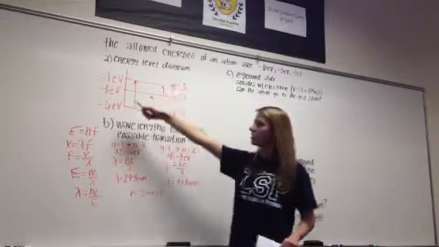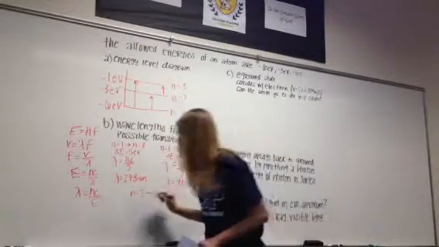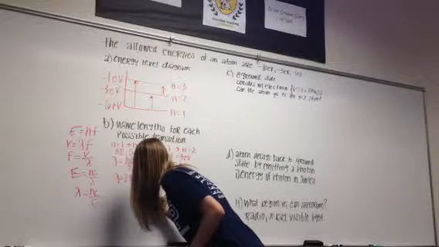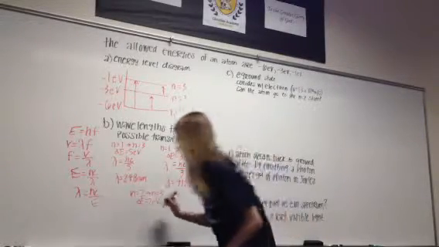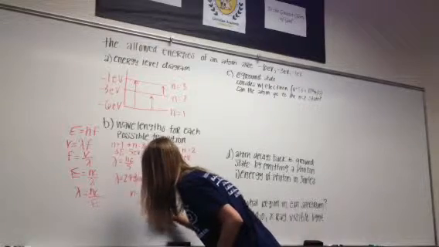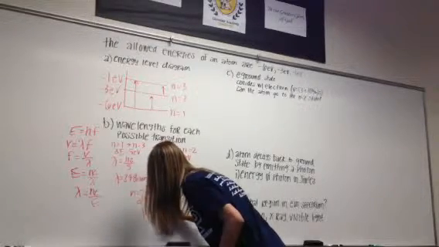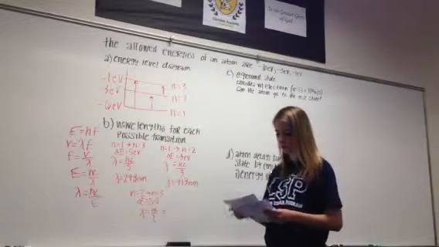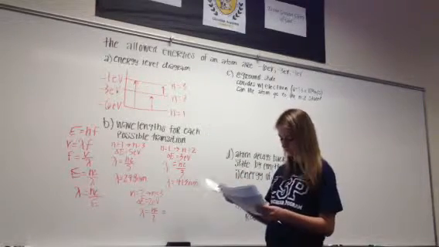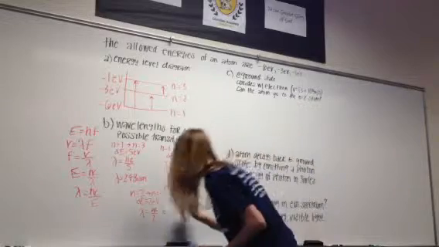Our last one is n equals 2 to n equals 3. From here to here, the change in energy is 2 electron volts. Now we plug that into our equation. Wavelength equals hc over 2. And the wavelength is going to be 620 nanometers.